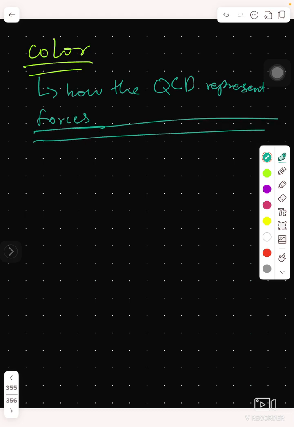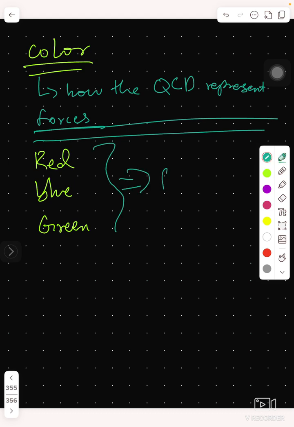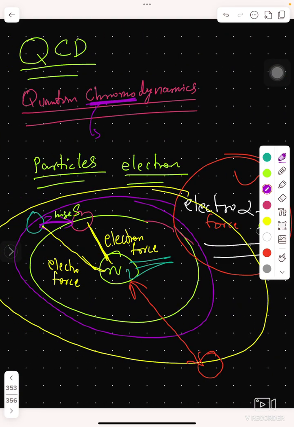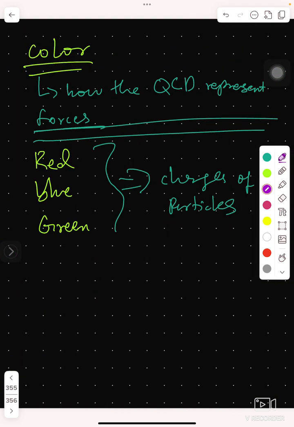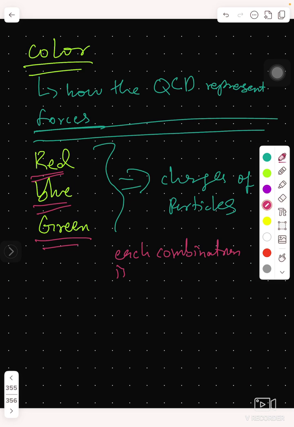Okay, which is with red, blue, and yellow. It was green, sorry. And these are charges of particles. In QED, what do we have? A positive and a negative. But here we have red charge, blue charge, and green charge. They are charges. Remember that. And each combination is different.